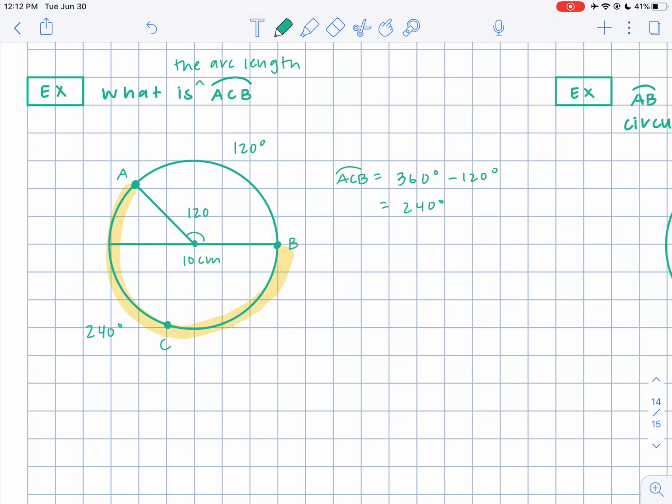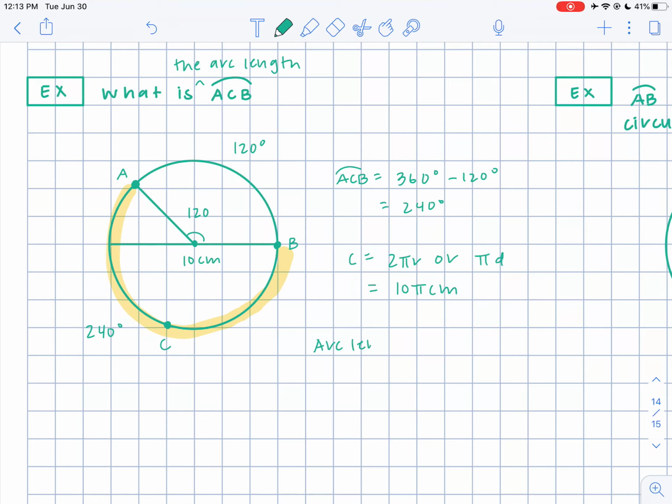But that's not the arc length, right? Because the arc length should be in units of length. Whether that's inches, centimeters, meters, yards, stuff like that. So remember, the arc is a fraction of the circumference, right? So what is the circumference? The circumference, we're given the diameter, which is 10. Remember, it's 2 pi r or pi d. So our circumference in this case is 10 pi centimeters, where 10 pi is just a number because pi is just 3.14, so a little over 30.